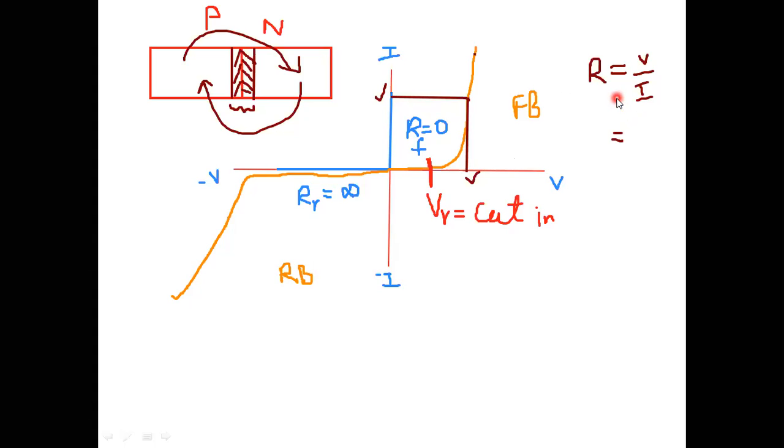Now if you take 2 points on the graph, let us take this point and this point, and take the voltage difference between them, let's suppose this is the value of I.